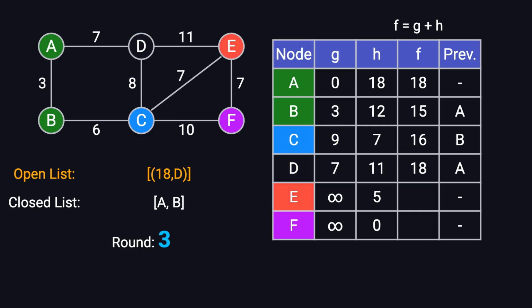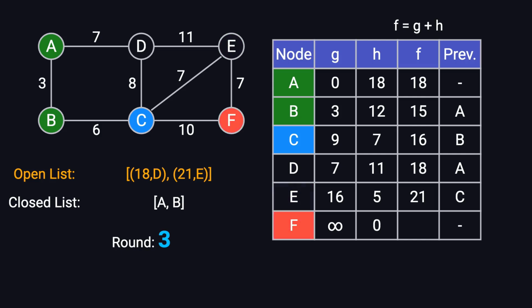Now let's check E. C's G value is 9, and the distance to E is 7, giving a total of 16. That's better than infinity, so we update E's G value to 16. E's H value is 5, so its F value becomes 16 plus 5, which is 21. We set C as E's previous node and add 21E to the open list.